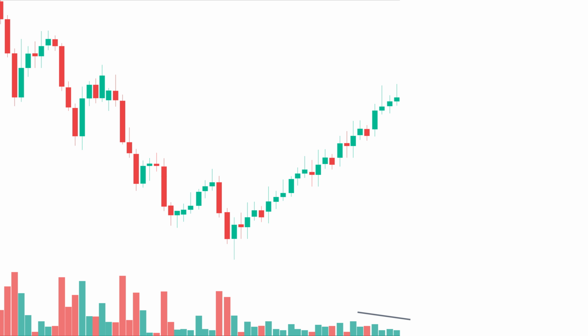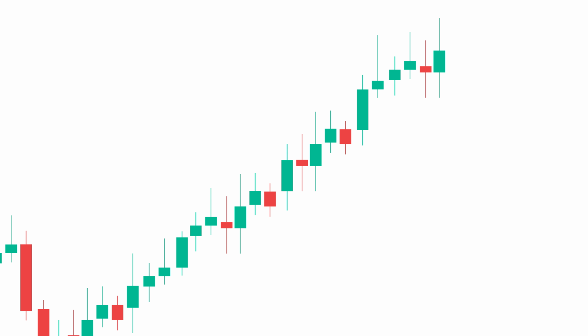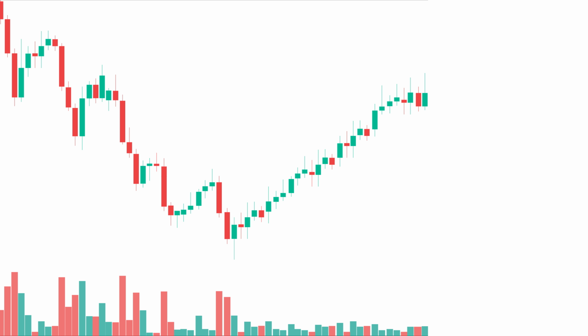That's a mistake many traders make. They spot divergence and immediately jump into a trade. But divergence isn't an entry signal. It's an early warning that momentum is weakening. The actual trade still depends on smart money confirmation.